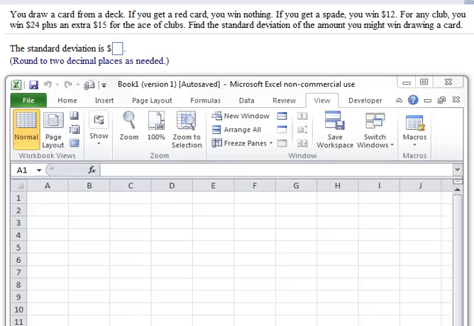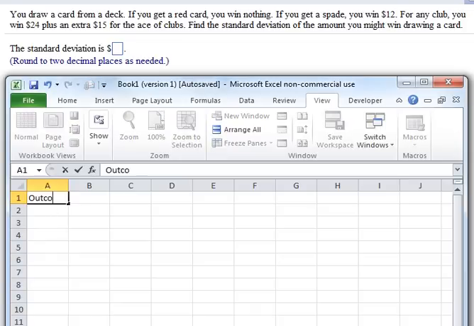Okay, looking at this problem, it says you draw a card from a deck. If you get a red card, you win nothing. If you get a spade, you win $12. For any club, you win $24 plus an extra $15 for the ace of clubs. Find the standard deviation of the amount you might win drawing a card. So let's go ahead and set up the probability model.